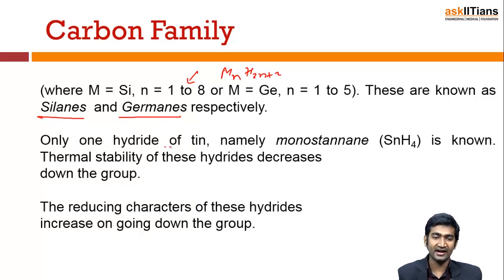Only one hydride of tin is known, that is SnH4. And the thermal stability will decrease down the group, while the reducing character will increase down the group.